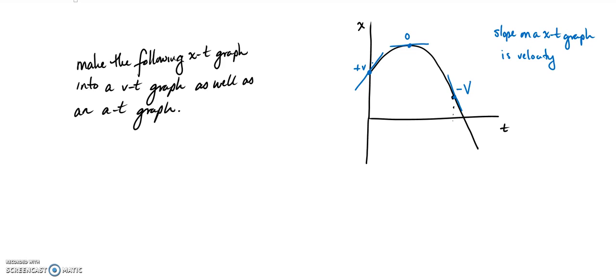So with that hint, those tangent lines and analyzing them, I want to see if you can try and draw the velocity time graph.